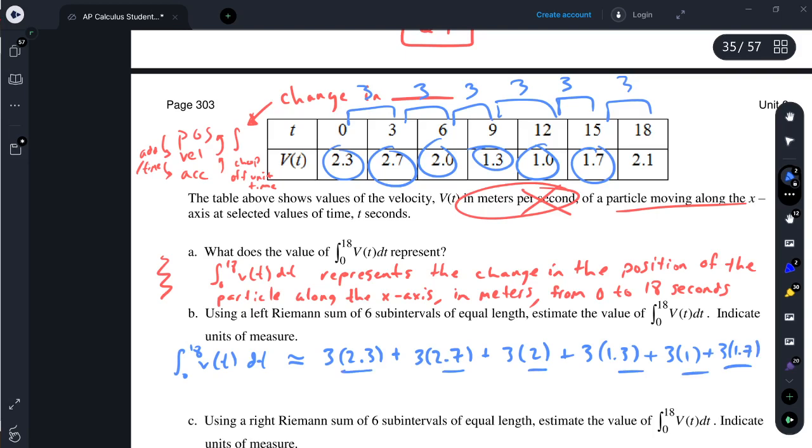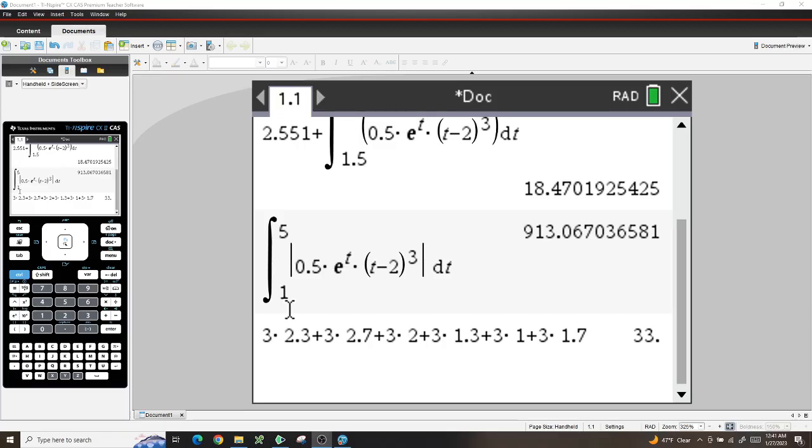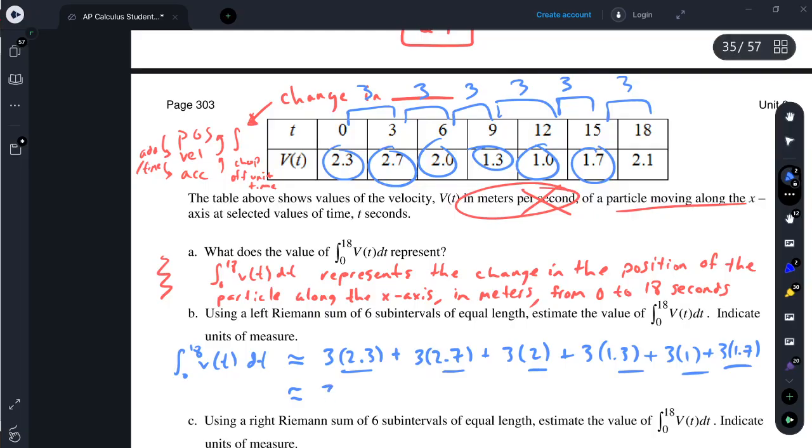That looks right. Now this we can just do on our calculator. With these decimals, this would not be a non-calculator question. And so we type all of that in and we get 33. We're going to add the units, and those units would be meters, right? Because we're taking the integral of a velocity, we chop off the per second.